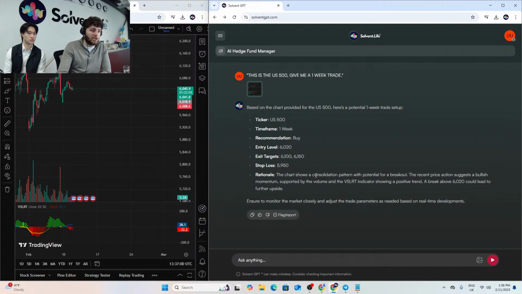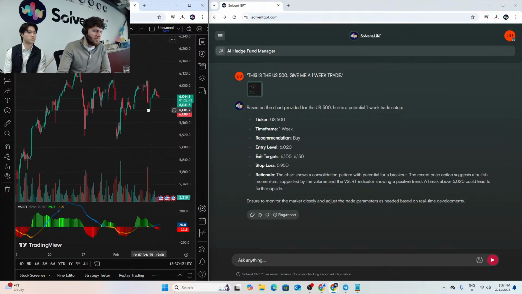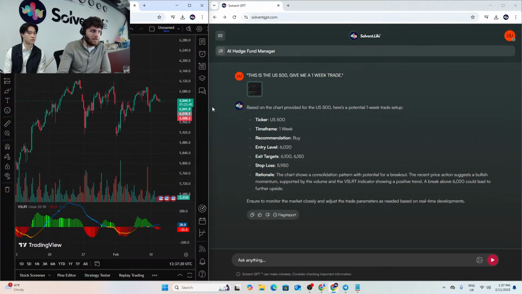So the chart is showing a consolidation pattern with potential for a breakout. The recent price action suggests a bullish momentum supported by volume and the VSLLT indicator, which is representing a positive trend. So that's fantastic. That's one of the reasons why I've suggested a buy. So let's zoom in.